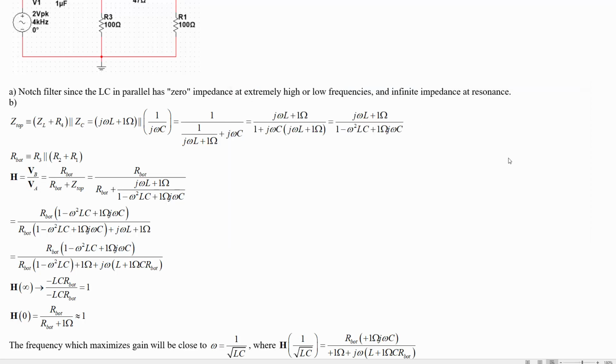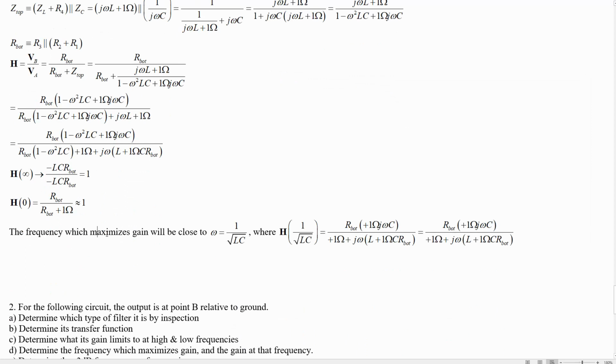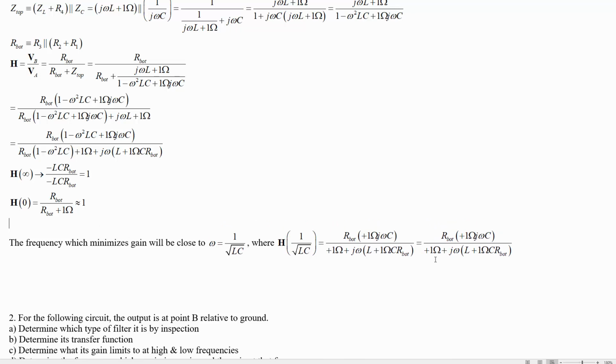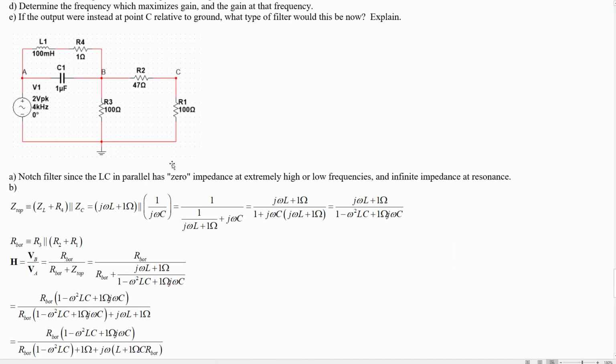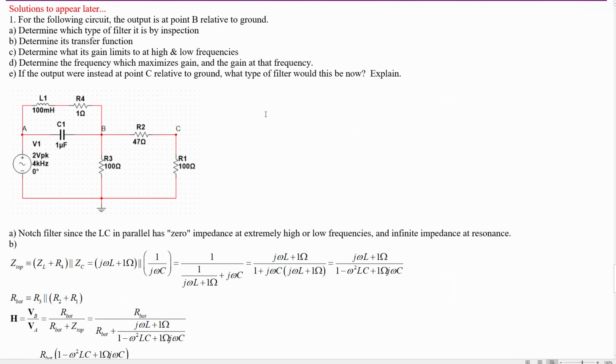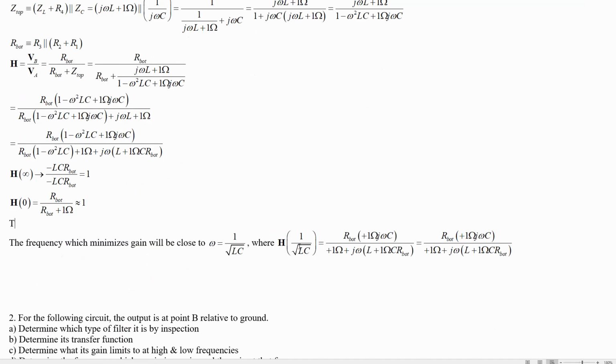Oh, you know what? Hold on, I'm answering the wrong question here. This is actually the frequency which minimizes gain, right? So that's sort of an aside. It's not exactly what was asked in this one.